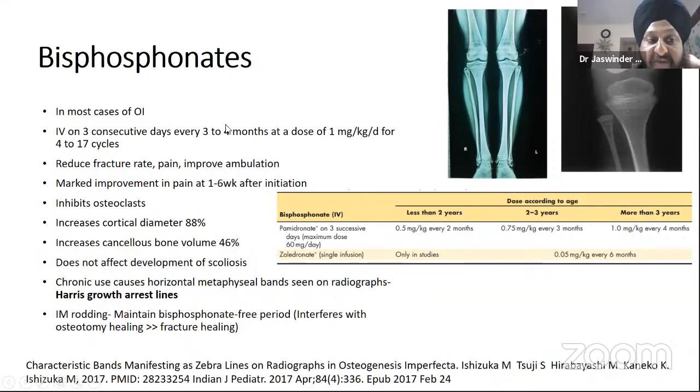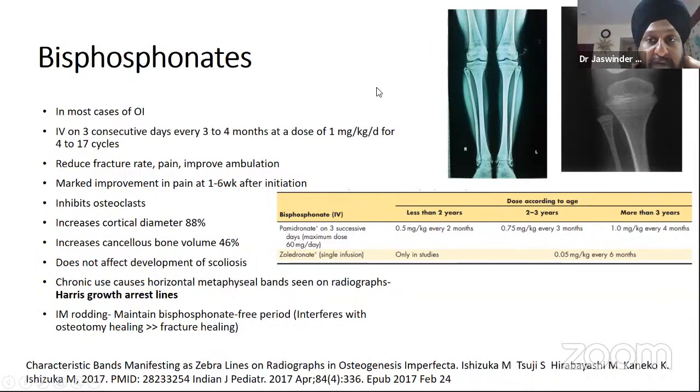Now, how does bisphosphonate act? They inhibit the osteoclast, and they increase the cortical diameter by 88%, and they increase the cancellous bone volume by 46%. So in general, they are increasing the quality of the bone, the density of the bone. They reduce the fracture rates, they decrease the pain, and they improve the ambulation. There's a marked improvement in the pain at 1 to 6 weeks after the initiation of pamidronate. Okay. The ongoing process of the scoliosis is actually not affected by pamidronate.